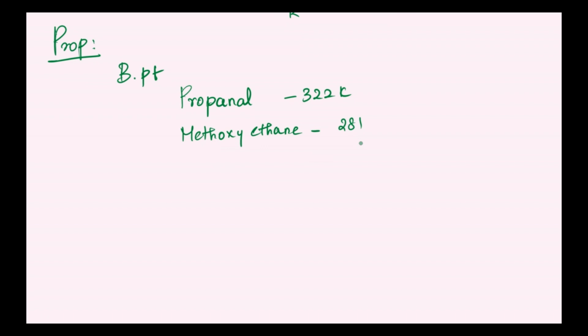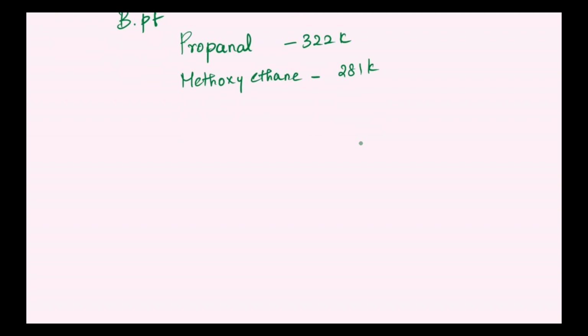Please remind that category as well. That applies for all other functional groups. And one more thing needs to be remembered, this is having higher boiling point than hydrocarbons and ethers, but lower than the alcohols. Okay, because of this C double bond O group.